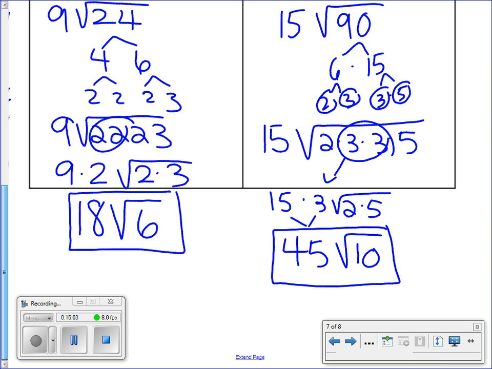That concludes our lesson on operations of radicals. Please complete the practice.